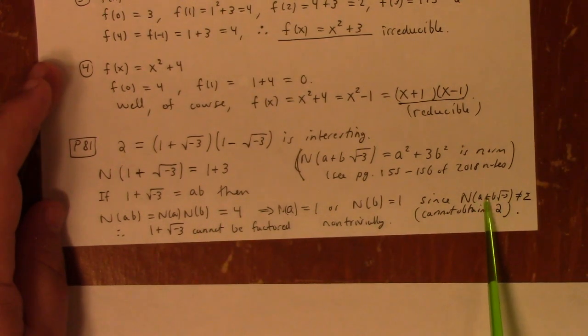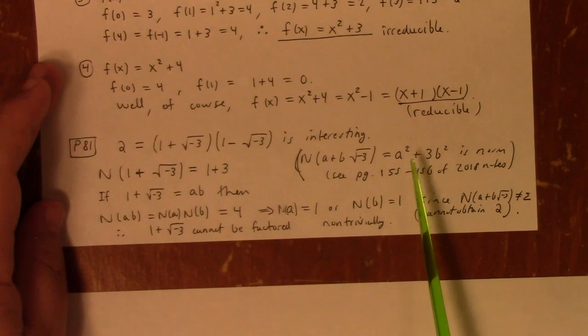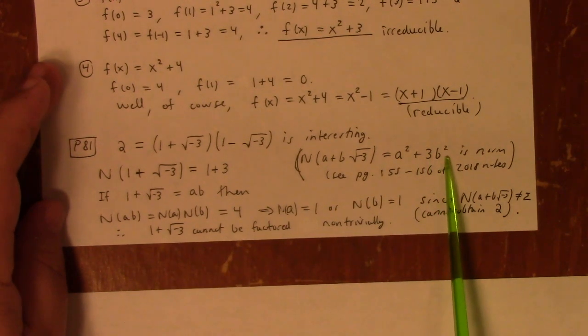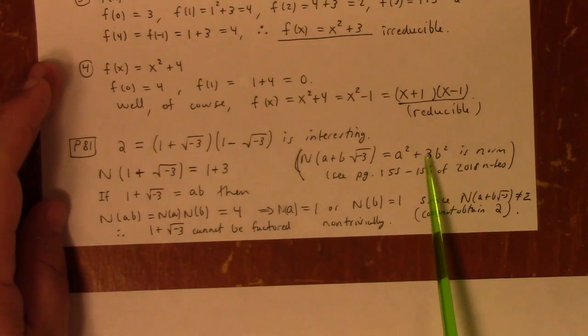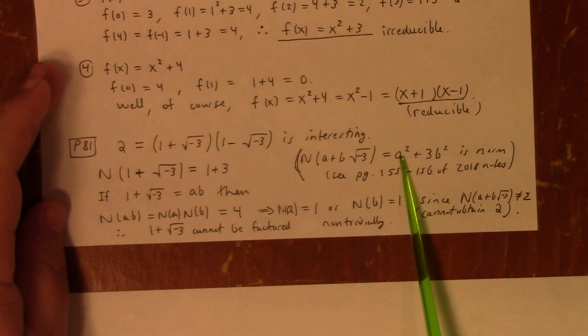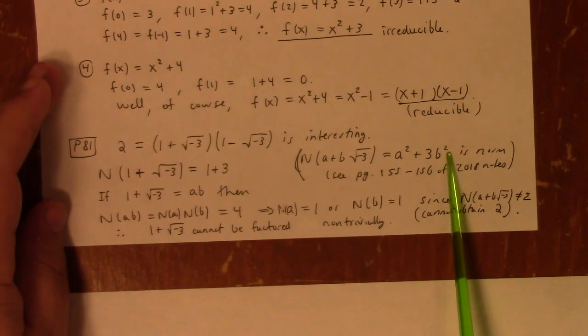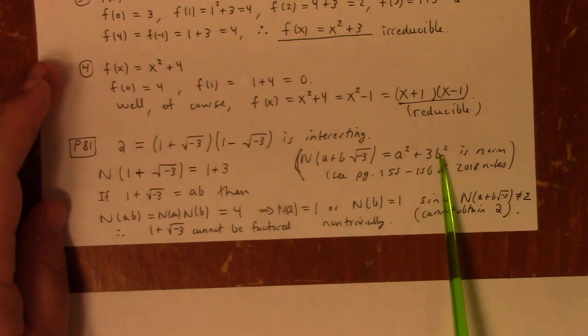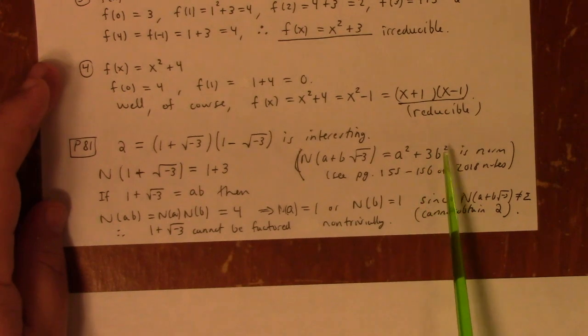Because if you look at the norm of a plus b root minus 3, in other words, a squared plus 3b squared, and try to set that equal to 2, there are no solutions. You can easily figure that out just by thinking about cases. If I have a is 1 and b is 0, I get 1. If I have a is 0 and b is 1, I get 3. If I have a and b both being 1, I get 4. So you see, and you can look at plus or minuses, the squares kill those, right? There's no way to obtain 2 from this.